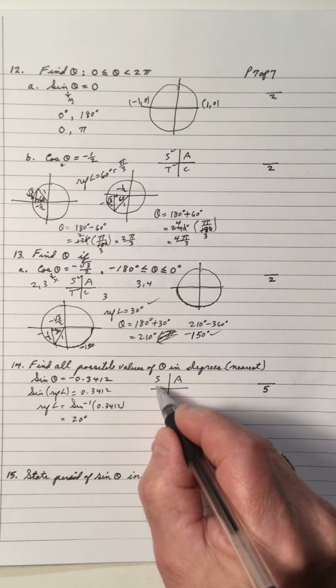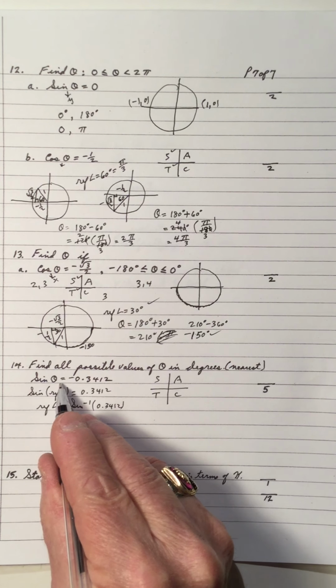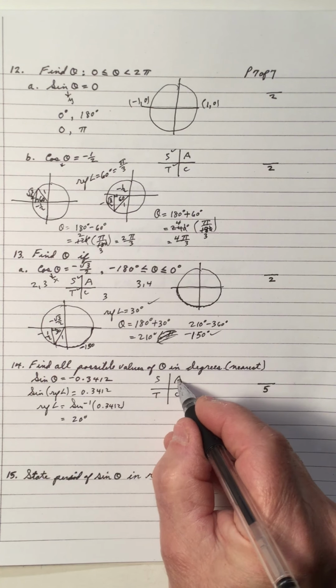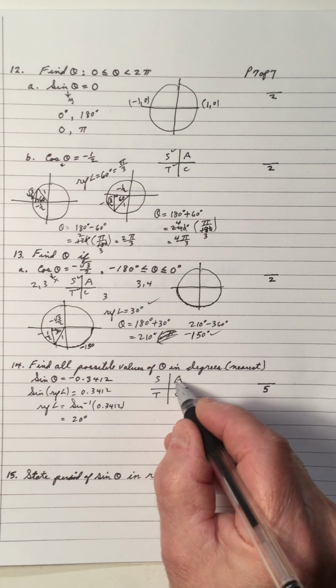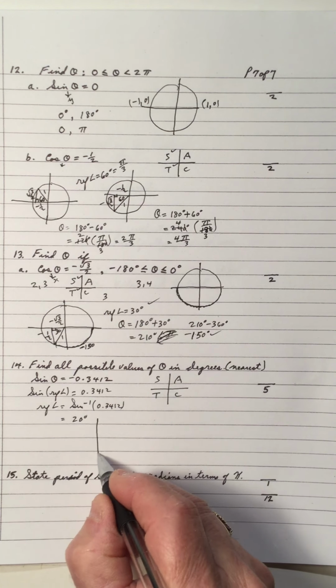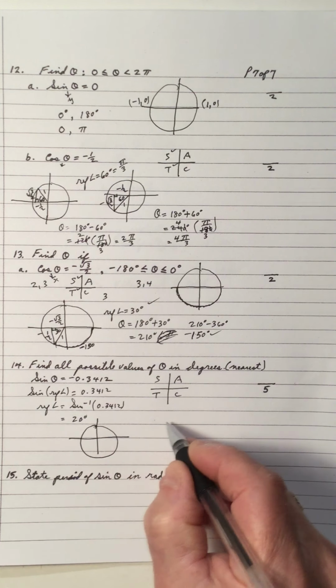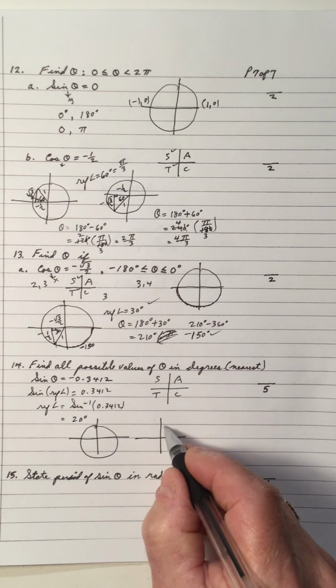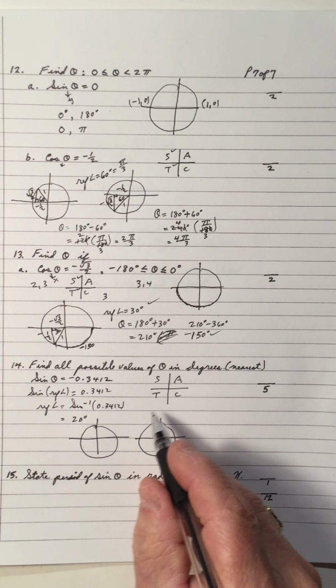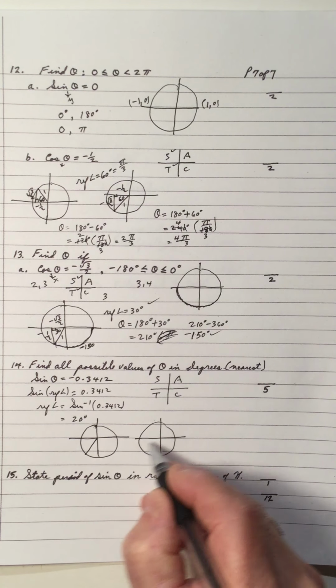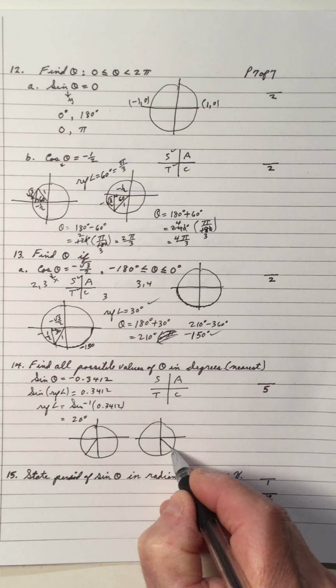Add sugar to coffee. Sine is positive in 1 and 2. So sine is negative in 3 and 4. Okay. So it's quadrant 3 and quadrant 4.